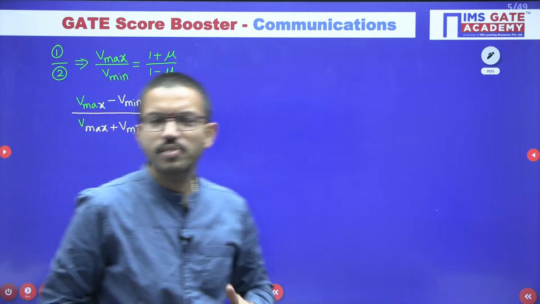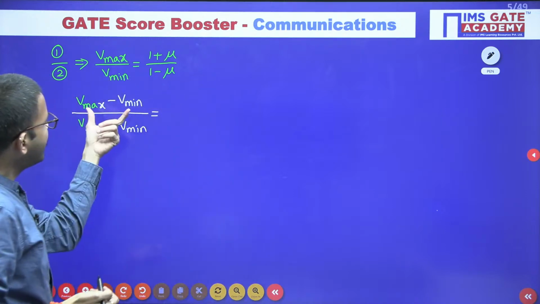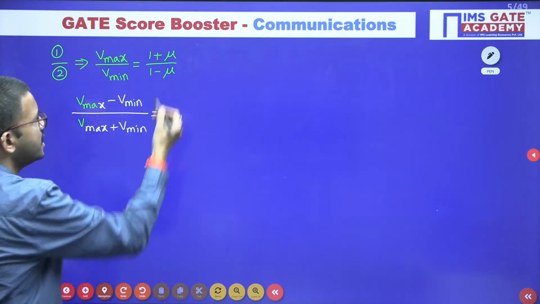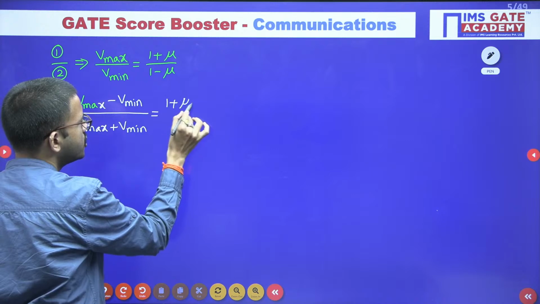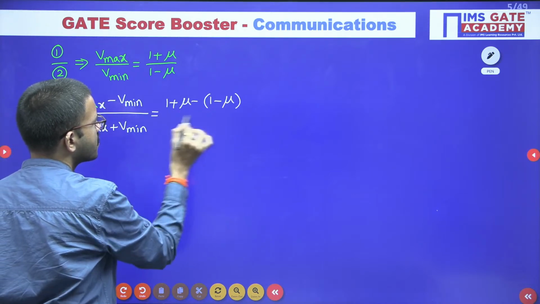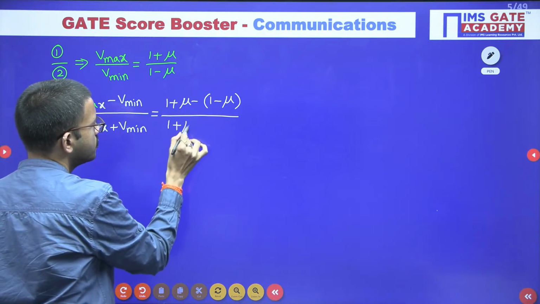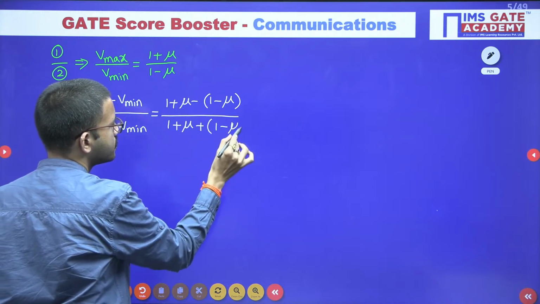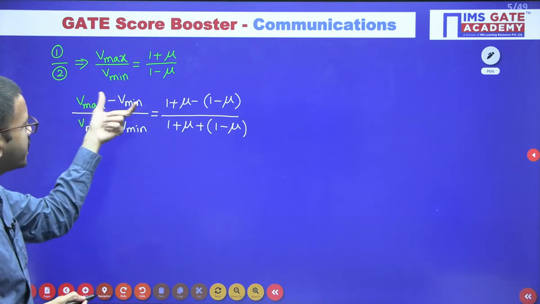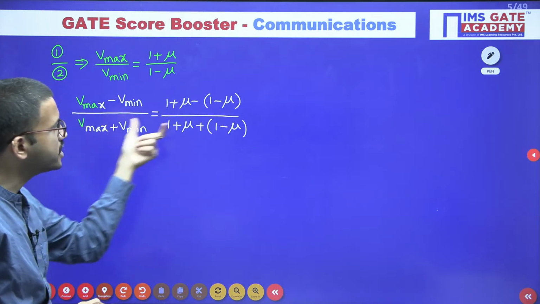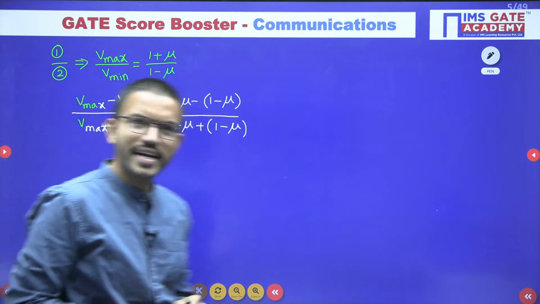Now whatever operation you have performed on the left hand side, a similar operation you have to perform on the right hand side. Here on the left I have performed subtraction, so on the right also you have to subtract the denominator term from the numerator. Similarly, here I have performed addition, so you can perform addition here: 1 plus mu plus 1 minus mu. If in the numerator you have considered addition, here also addition. If you have considered subtraction, similarly subtraction. Whatever operation you consider, apply the similar operation on the right hand side.